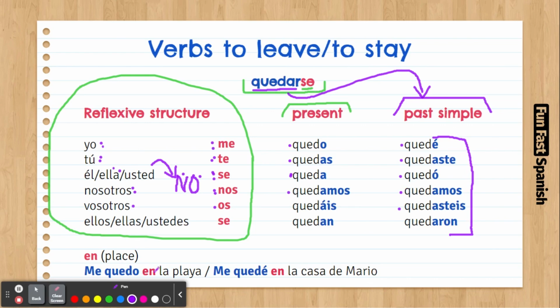So, me quedo en la playa. What does this mean? Think about it. 2 seconds. I stay at the beach. So we're going to use the preposition en to show location, like at or in, when you are at a place. Me quedo en la playa is I stay at the beach. Me quedé en la casa de Mario. That will be yo me quedé, I stayed at Mario's place. So here is exactly the same thing, but in past tense, right? Me quedo, me quedé. Yeah, that's it.